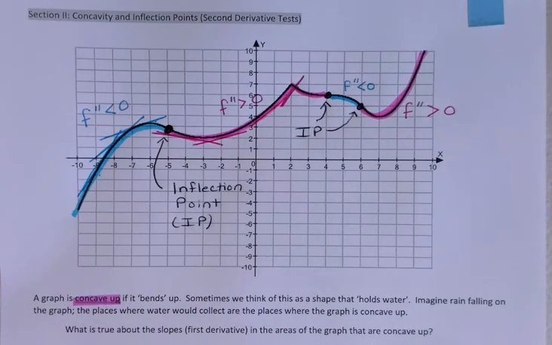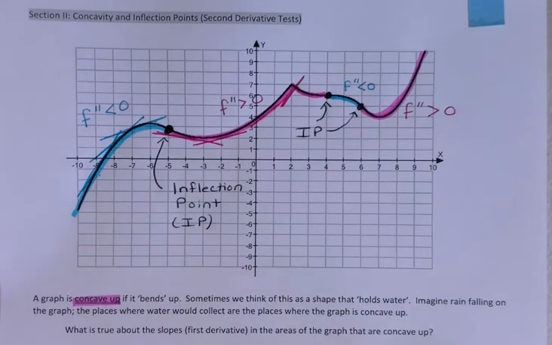Well, we know at those points the second derivative can't be positive and it can't be negative because at those exact points we're neither concave up nor concave down. We're kind of in between. So it would make sense that the second derivative would be 0 at those points. It's also possible that the second derivative is undefined at those points.